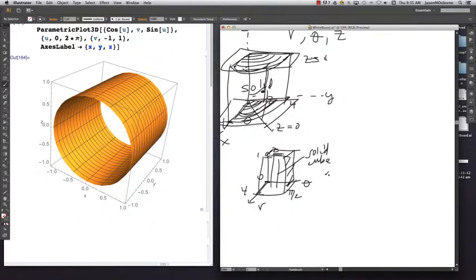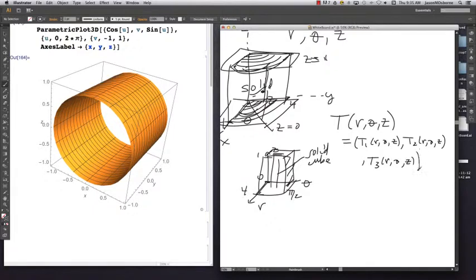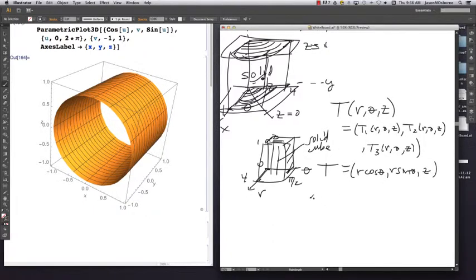There's actually a transform. There's a vector valued function in 3 variables that we are using implicitly here. Transform of r, theta, and z. There would be T1 as a function of r, theta, and z. You can write down a transformation here. T2 of r, theta, and z. And T3 of r, theta, and z. And that transformation that we're talking about is r cosine theta, r sine theta, and z. Here is our transform.